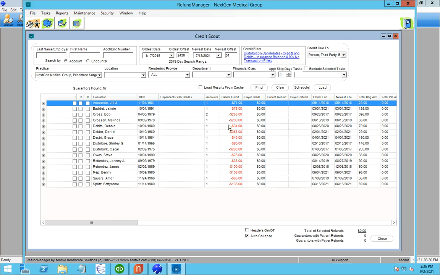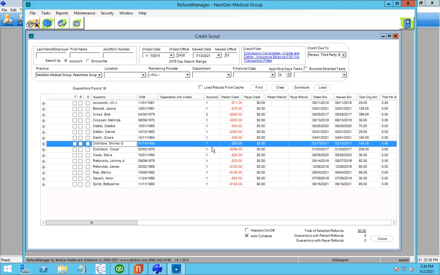So we'll see in this case, all of the credits are in the patient credit column, not in the payer credit column. Our results here show us guarantors. These are guarantors that have credits attached to them. If we go ahead and expand these guarantors, we can see what's going on below them.